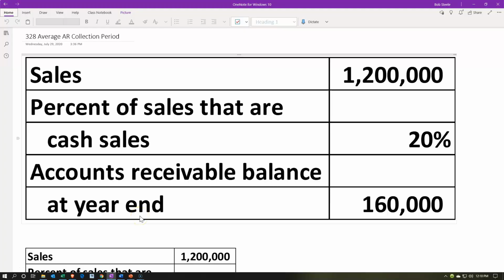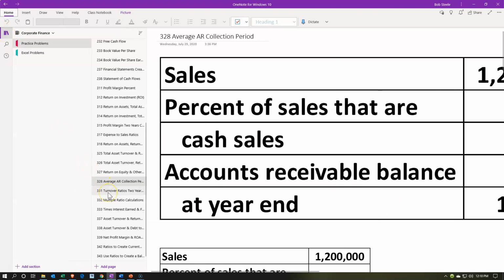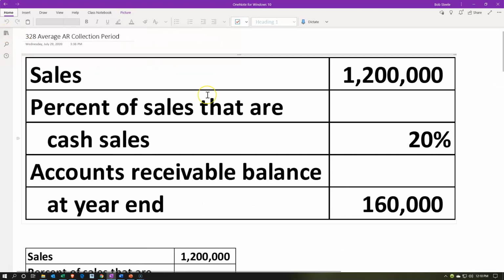Here we are in OneNote. If you would like to follow along in OneNote, you're not required to do so, but if you would like to and have access to it, we are in the 328 Average AR or Accounts Receivable Collection Period tab under the Practice Problems section. Closing this back out, we're going to have our information up top, and then we'll shrink down that information so we can more easily see it as we work through our practice problems.